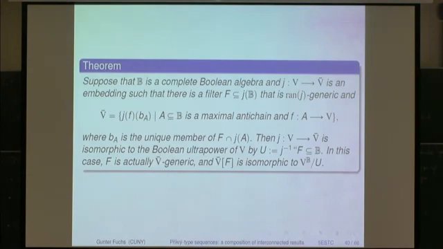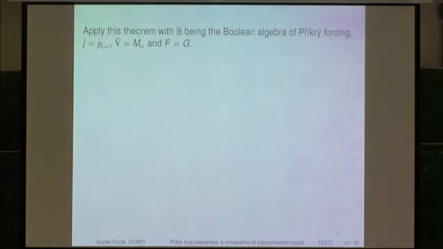Okay, so we have basically the B sub A's, and we have to show that these generate the model. In the case of iterated ultrapowers all by the same ultrafilter, that's not hard to do. So let's apply this theorem with B being the Boolean algebra of Prikry forcing, J is the limit embedding, B check is M omega, and F is G. So G is the generic generated by the critical sequence. Okay, that's generic over M omega.